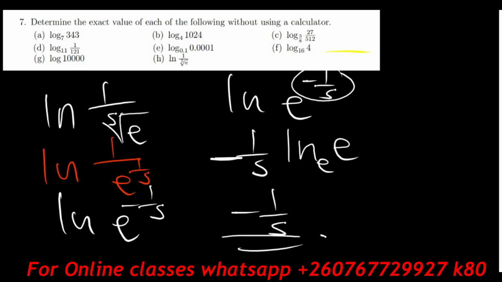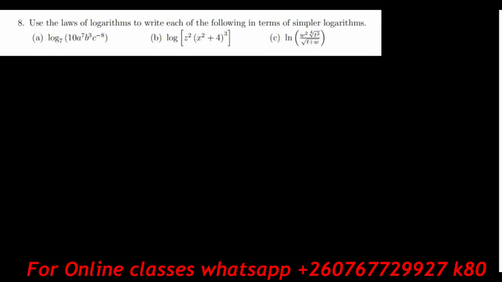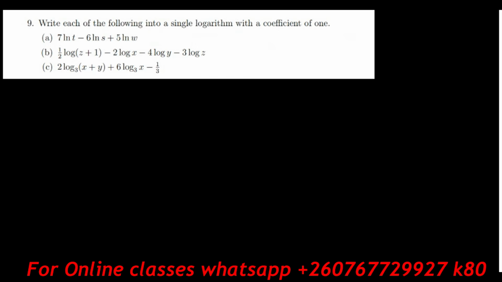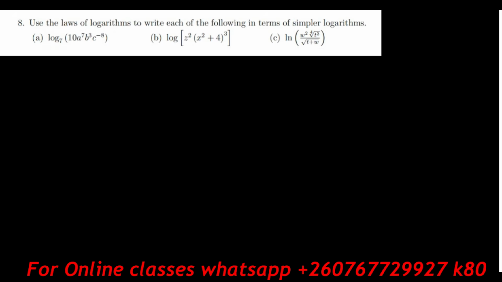So that is it for question 5. For question 7, let's see how we can solve question 8. Now before we solve question 8, I want us to do question 9, then we come back to question 8. Let's first do this. This question is saying, write each of the following into a single logarithm with a coefficient of 1. Now what is happening here is, if we know how to condense this, it's going to be easy for us to do question 8. So I feel like we need first to solve question 9 for us to understand question 8.